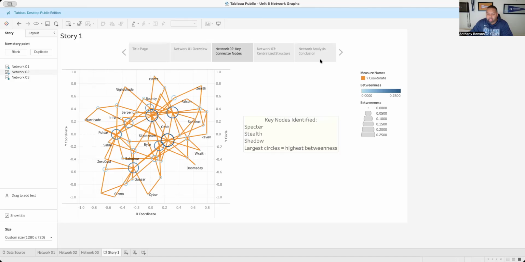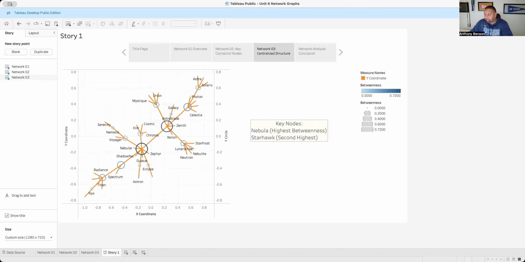strategic risk points. The Network 03 dataset shows a highly centralized hub and spoke structure. The node Nebula has the highest betweenness centrality, followed by Starhawk, meaning those nodes control most communication pathways. While this structure improves efficiency, it introduces major security risks.